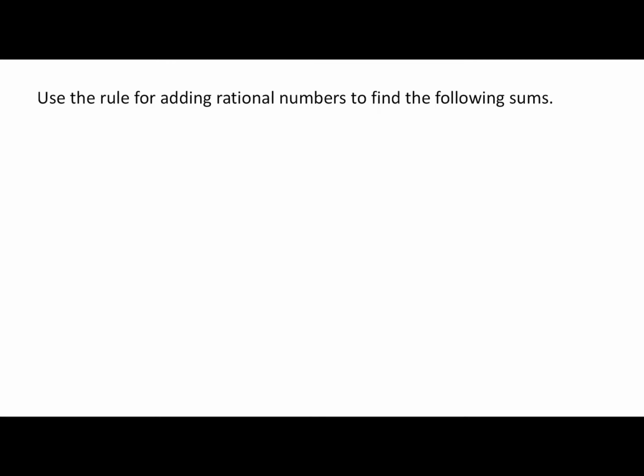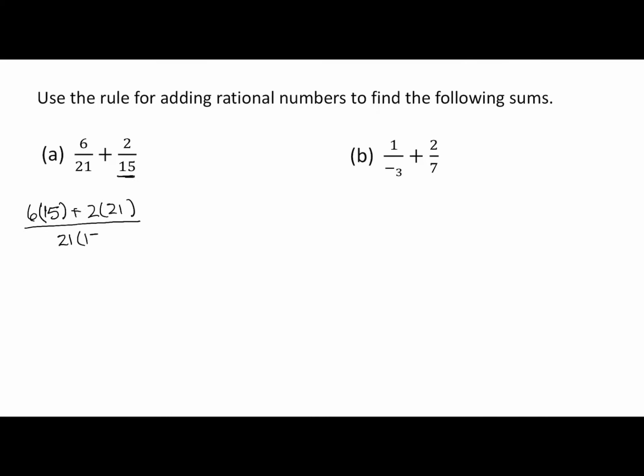All right, so let's try just using the rule to add some rational numbers. So here I'm going to add 6 over 21 plus 2 over 15. My rule says if I don't have a common denominator, I'm going to do 6 times the denominator of the second fraction, so 6 times 15, plus 2 times 21, all over 21 times 15.